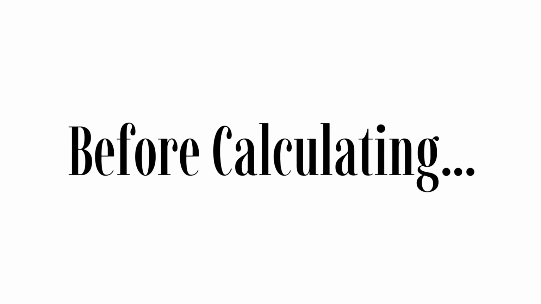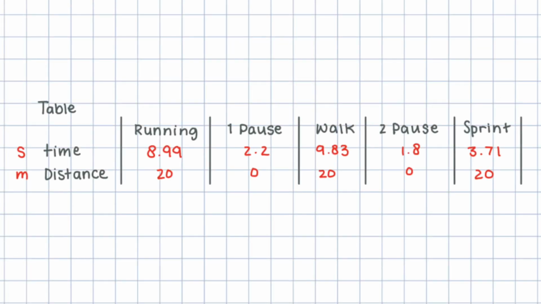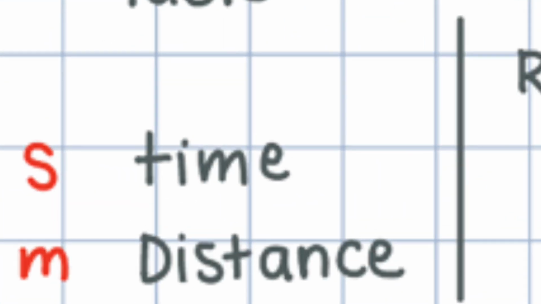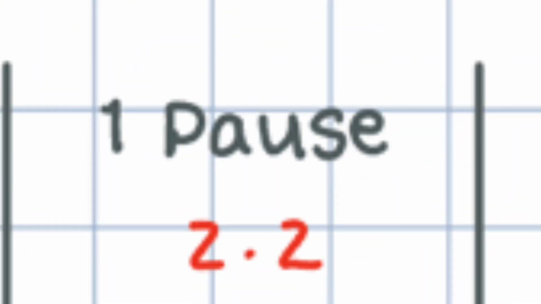Now, before you see Yesong running and Ataya cheering him on, let's calculate the speed first. Before calculating the speed though, I'll show you what the table looks like. By making a table, it's much easier to see which is time and which is distance for each of the activities.